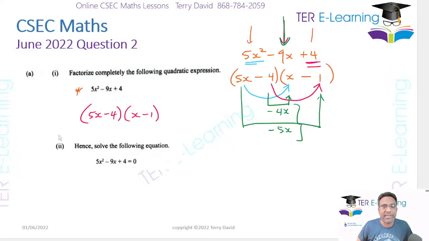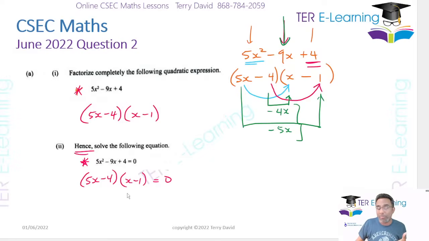The next part of the question, they want me to solve this equation. I've already told students that sometimes we need the answer from the previous part. If you look here, this quadratic and this quadratic are the same, and they told us hence solve. So you already factorized it. It's 5x minus 4 in one bracket, x minus 1 in the next bracket, and that's equal to 0. So you're almost there with the question.